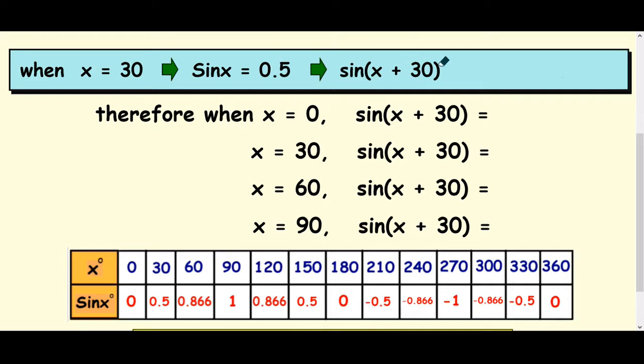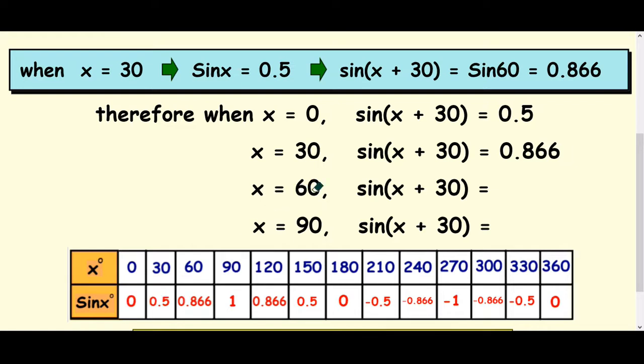Now if x is 30, really what you're saying is the sine is 60. Sine of 60 is 0.866. So when we're at 30, this number shifts along to there, if you like. If we start from the start, if x is 0, then sine of x plus 30 would just be the sine of 30, so that would be 0.5, so that number's shifting over to there. 30 we've already done, 0.866, so that's shifting to there.